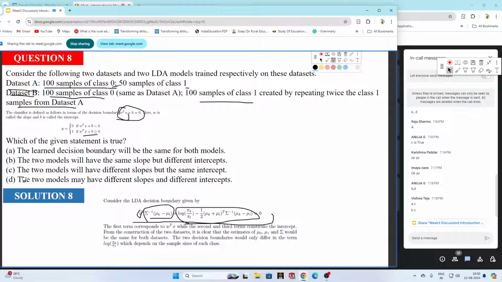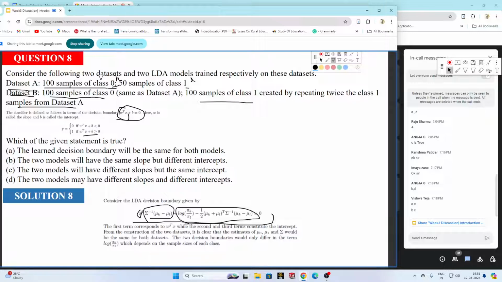Now we have four options. The learned decision boundary will be the same for both models. Is it the same for both models? If we see the slope term, we can say the mean is equal. How is the mean equal? Let's say k is your 0 class and l is your 1 class. For both of these classes you can see the mean is equal.